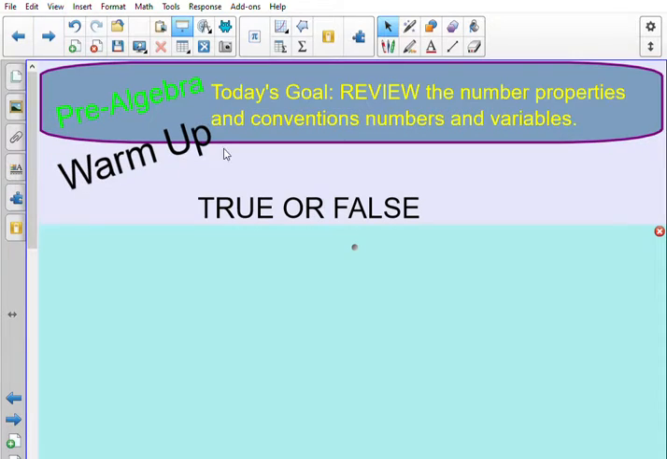So, true or false? The first one, 2 plus 6 equals 3 plus 4. I need to see the work. Do not just tell me true or false. You guys know that. Telling me true and false is just a guess. You have to show me the work.